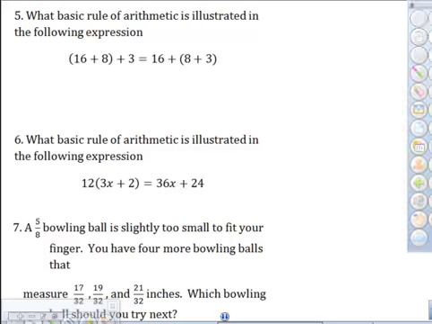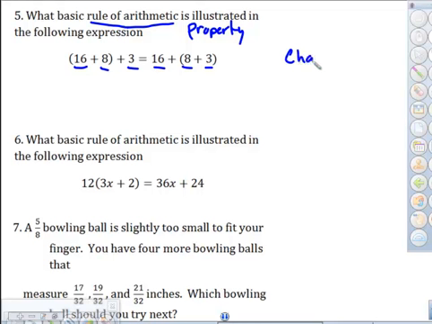Okay? All right. Next, it says, what basic rule of arithmetic? So whenever you guys see this, the basic rule is what we're used to calling a property. Okay? What property is going on here? So what I always check first is the order. Because I know if you change the order, that's going to be commutative. Okay? So C for change. Change order is commutative property.